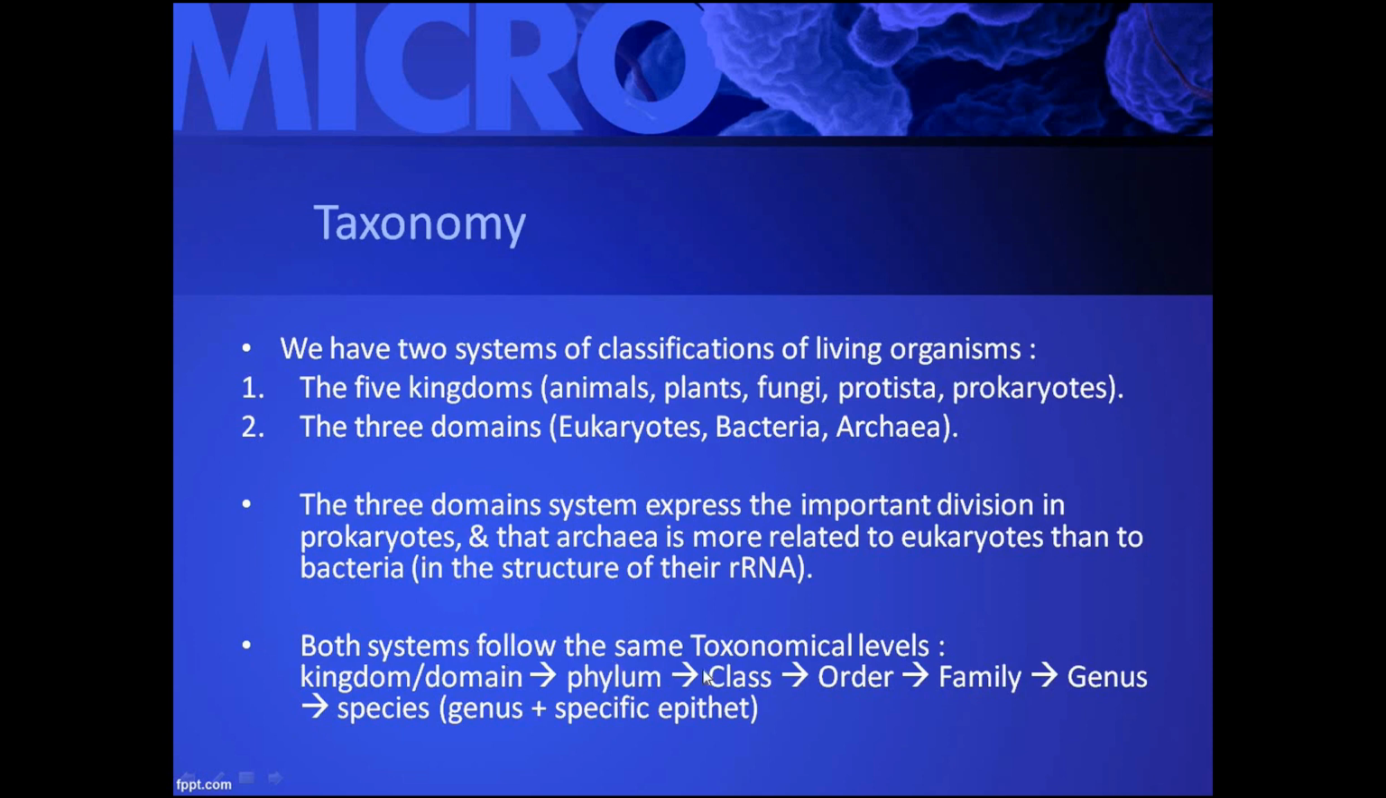Both systems follow the same taxonomical levels. So we have the kingdom or the domain that splits into phyla. Phyla, يعني شعبة بالعربي. Then these phyla split into different classes, الصفوف. Then these different classes split into different orders, رتب بالعربي. Then these orders split into families, عائلات, and then the genus, and then the species. These species are named by the genus and the specific epithet.